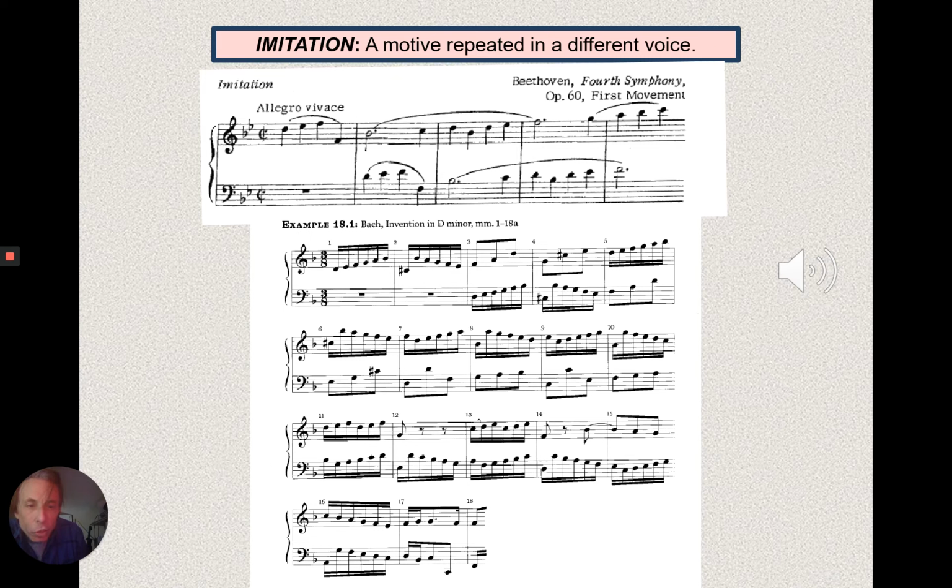So here's a short idea from Beethoven. And more expanded idea by Bach.